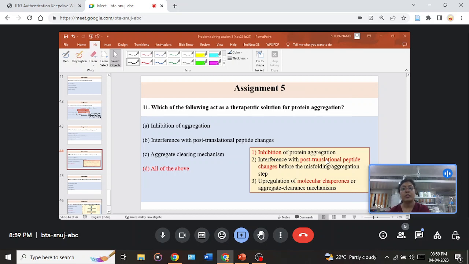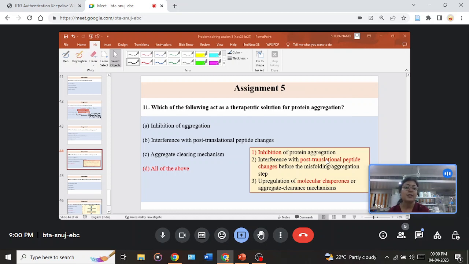What kind of therapeutic solutions can you use to avoid protein aggregation? First is inhibition of protein aggregation. You can inhibit the protein aggregation process using any kind of external factors. Second is interference with post-translational peptide changes. Any post-translational peptide changes, if you add on before the misfolding step or before the aggregation step, you can avoid the protein aggregation. And lastly, if your aggregate has already been formed, how can you handle that situation?